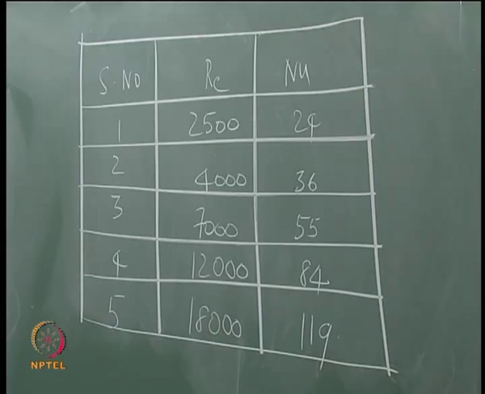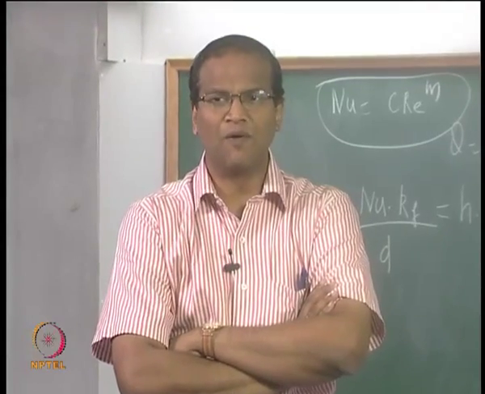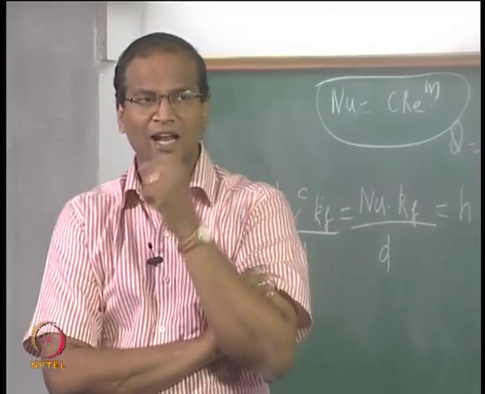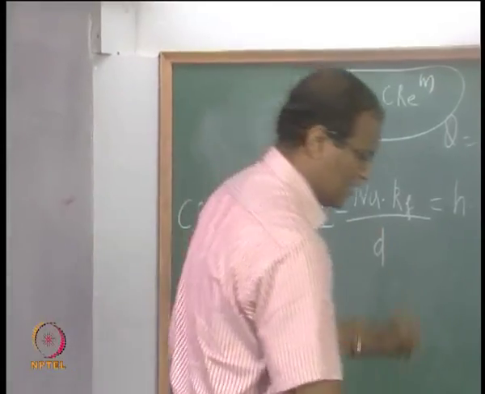I straight away introduce a complication. What is that? I told you how to regress only a straight line, but now I am saying it is a power law. So what should I do? First step, I take log on both sides, I take a natural log on both sides and reduce it like this.